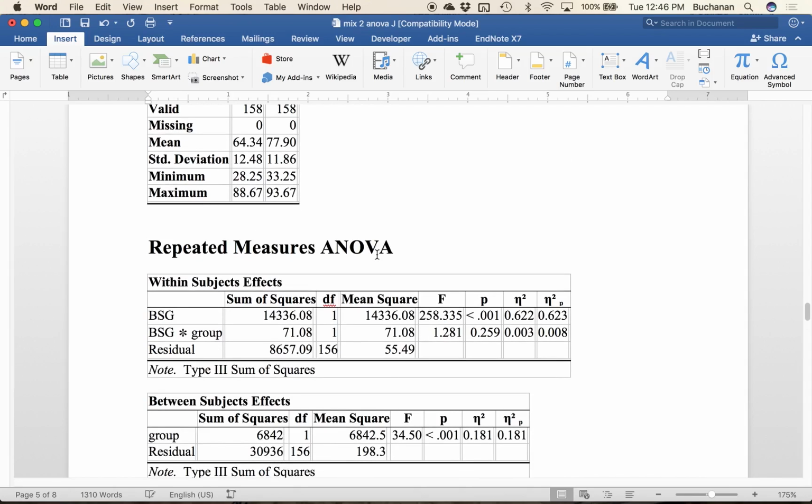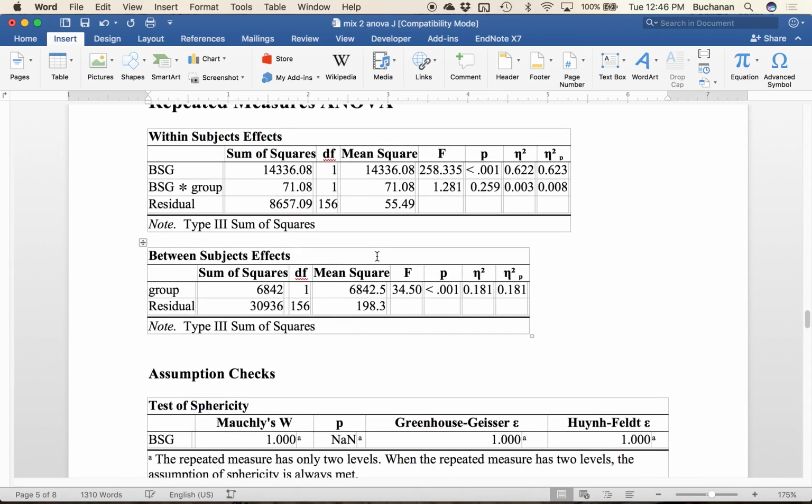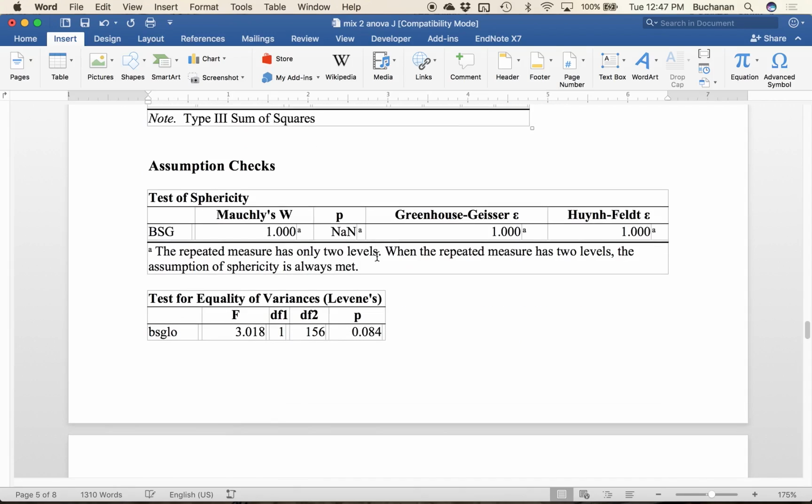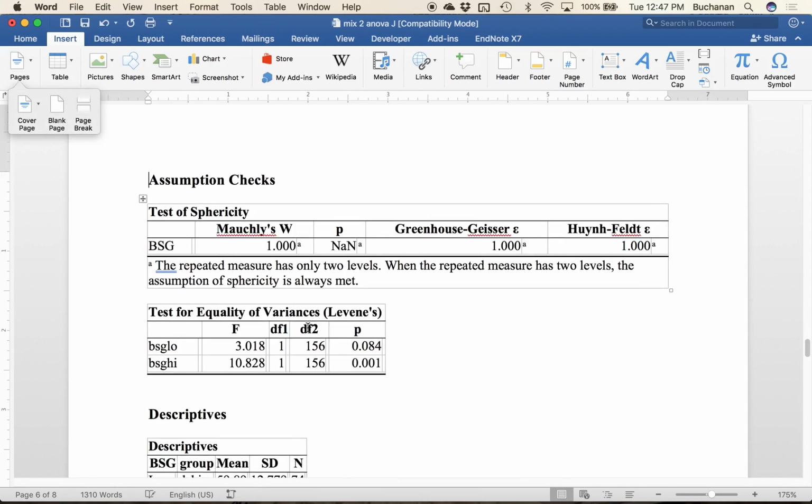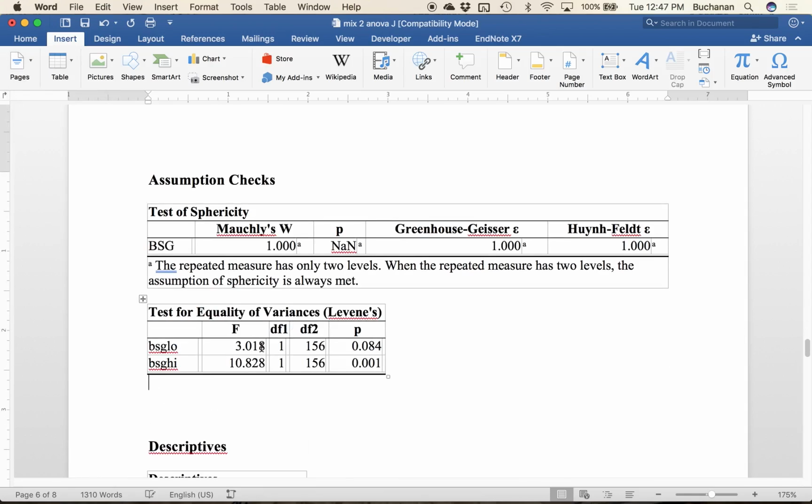So let's talk about how to write all this stuff up. I'm actually going to come down here to sphericity and Levene's test first. And I'm just adding the page breaks so that they're a little easier to read for you later. You don't have to do that in yours, but let's say we wanted to write up Levene's test.